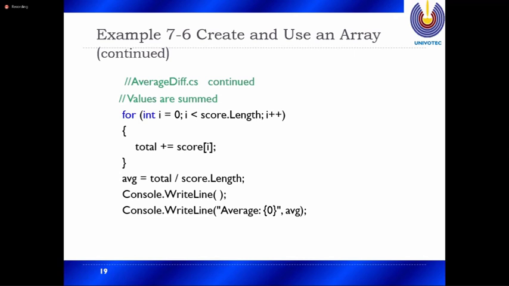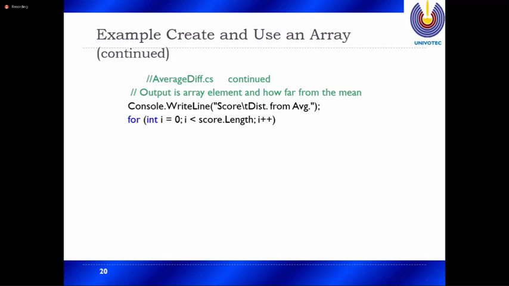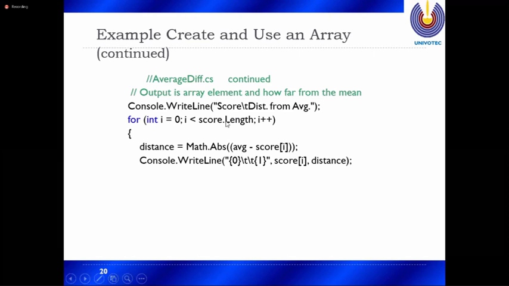Therefore, here the average is a double. Again, we want to find the difference. What is the difference between the array element and that number? How much is it? That we call the distance. The distance equals Math.Abs(average minus score[i]).